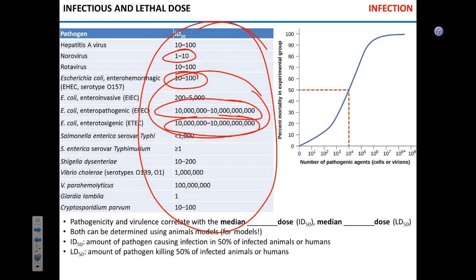Okay? So EHEC, enterohemorrhagic E. coli, can cause dysentery. Hemolytic uremic syndrome has a pretty high mortality rate, and so on and so forth. You can see that it has higher virulence and lower infectious dose. Does that make sense? The idea. The general correlation is that lower infectious dose is associated with higher virulence. Does that make sense?